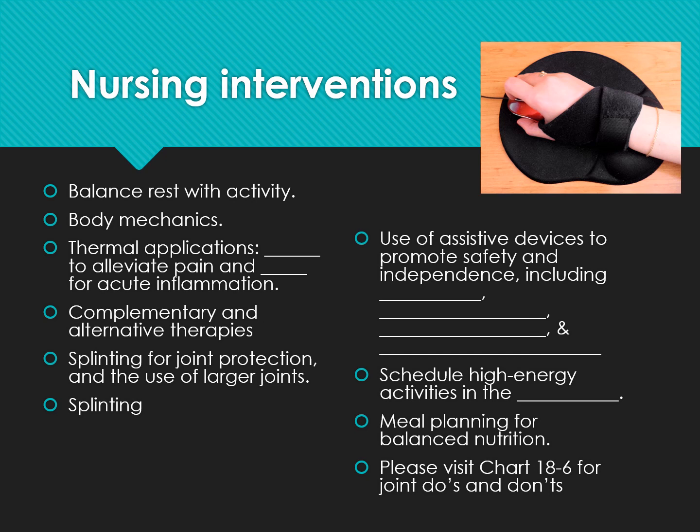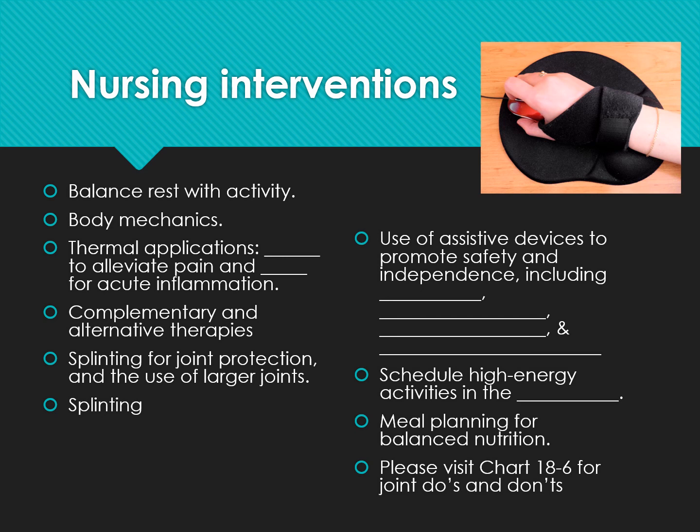Let's see, for thermal applications, we're going to make sure that we encourage our patient to use heat to alleviate pain and then to use ice for acute inflammation flare-ups. They say cold therapy is not as effective as heat therapy. Do be sure to encourage the use of assistive devices to promote the safety and independence of your patient. Some examples include an elevated toilet seat, a shower bench, a long-handled reacher, and a shoehorn.